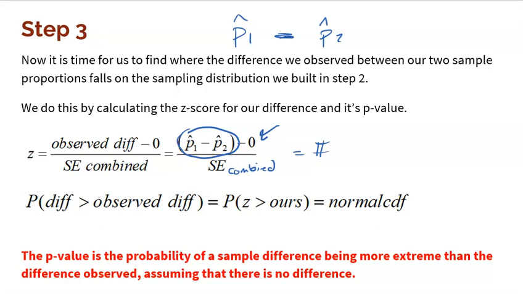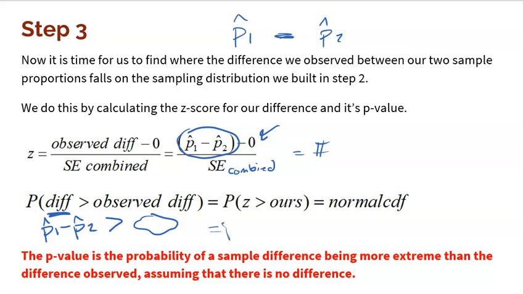That's even higher. So the p-value is the probability of a sample difference being more extreme than the difference we observed, assuming the null is true. So we're finding the probability that a difference, p hat 1 minus p hat 2, is greater than or less than, if it's negative, the observed difference. Now, again, that observed difference is going to come from your sample. So I can't give you a number there. It's going to be an observed difference, right? Once you see an exact example in the next video, you'll understand that.